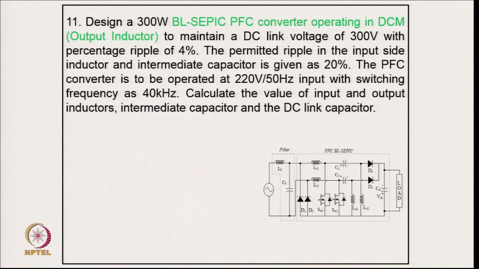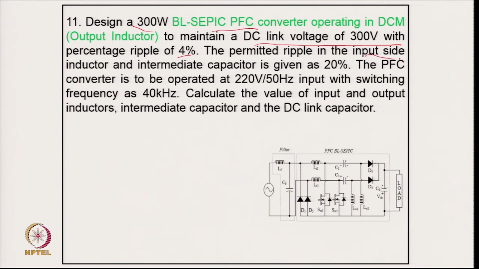Now, coming to the 11th example: design a 300 watt bridgeless single ended primary inductance converter, a power factor converter operating in discontinuous mode for the output inductor only, to maintain a DC link voltage of 300 volt with a percentage ripple of 4%.